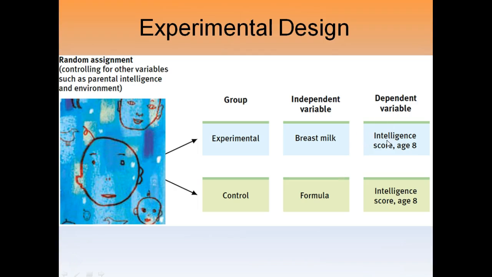The dependent variable, so depends on the independent variable, is an intelligence score of 8 and an intelligence score of 8. If this was actually accurate, then we would find out that there is no impact of breast milk versus formula on someone's intelligence score. And that is it for experimental design.